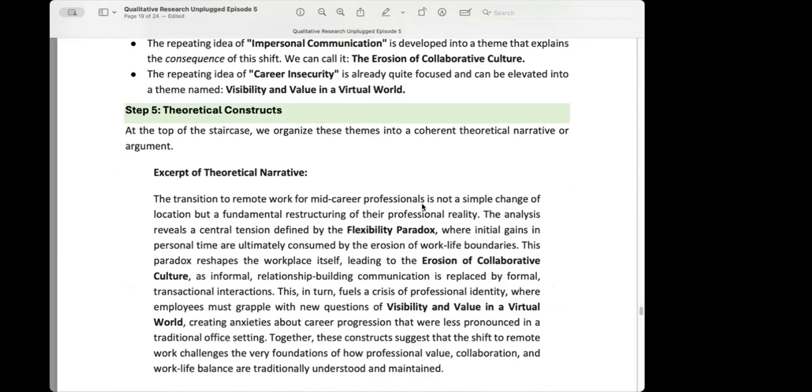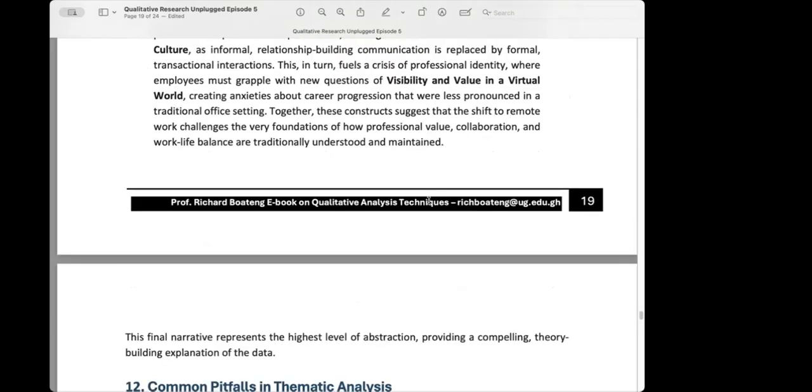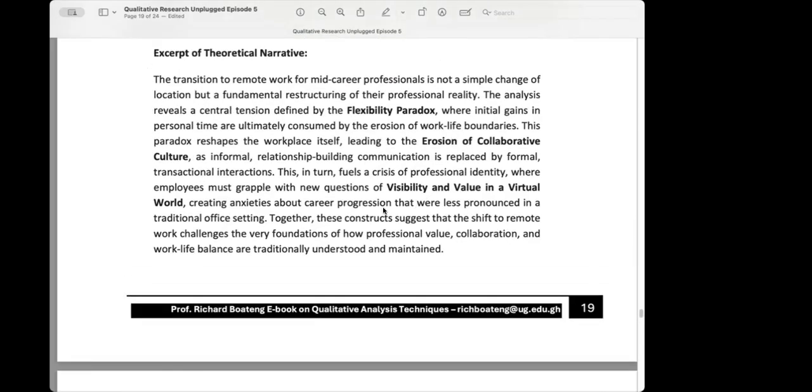Together, these constructs suggest a theory that remote work challenges the very foundations of how professional value, collaboration, and work-life balance are traditionally understood, enacted, and maintained in organizations. This final narrative represents the highest level of abstraction, offering a powerful, potentially theory-building explanation grounded firmly in the empirical data from Maria and others like her. Wow.